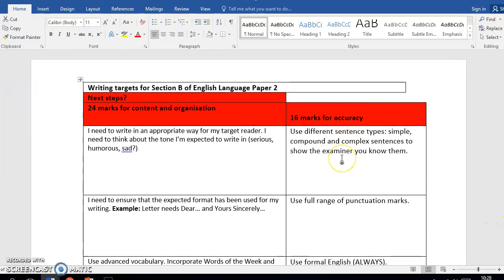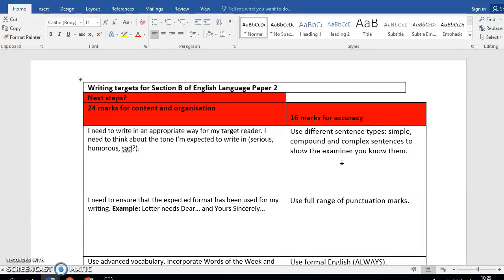Let's look at the 16 marks. You need to use different sentence types. Now, if you don't know your simple from your compound and from your complex sentences, do not fret. Simply go onto Google, type in complex sentences worksheets, and you'll find so many free ones available. Print them off and complete them. It's all about the main clause and subordinate clause, and there's the rule about using a comma at a certain place that you need to follow through. And of course, if you would like me to create a video on that, I would definitely do that. I don't mind.